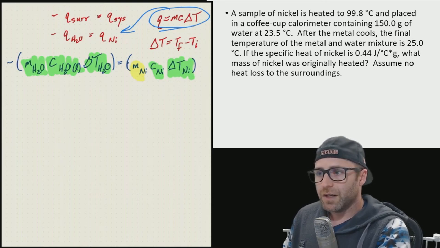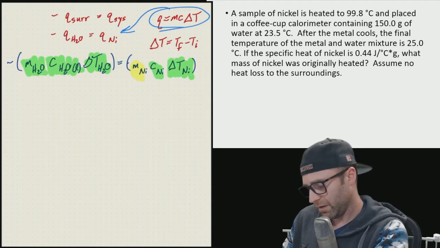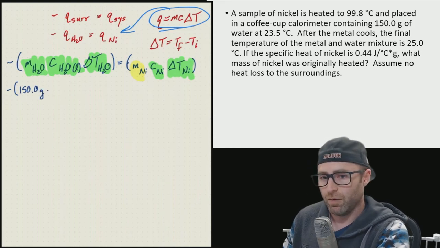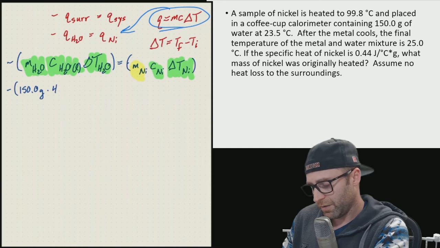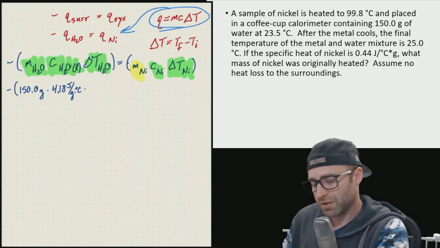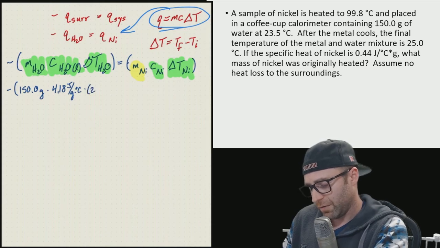So we've got ourselves a negative mass of our water of 150 grams times the specific heat of water. And if we look that up in a book, it's 4.18 joules per gram times degrees Celsius, and then times our change in temperature. Okay, so our final temperature of our water is going to be that 25 degrees, and the initial was a nice balmy 23.5 degrees.